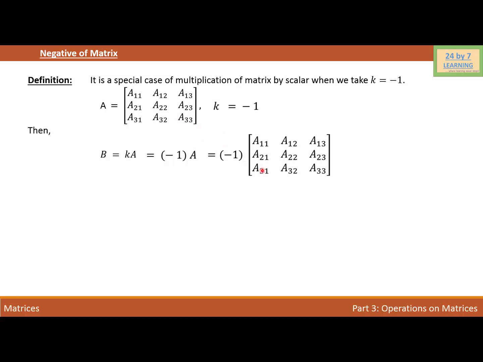As you know, when we multiply a matrix by a scalar, we multiply each and every individual element of the matrix by that scalar. In this case, the scalar is -1, so we will multiply -1 to all these elements one after another. If we do that, then we have -1 times A11 is negative A11, negative times A12 is negative A12, negative times A13 is negative A13, all the way to negative A33. And that is basically equal to the negative of matrix A.